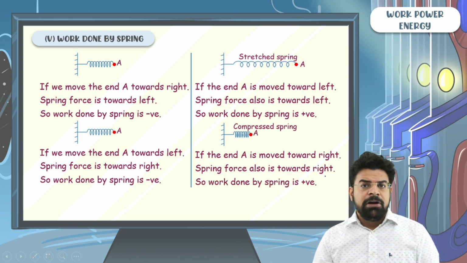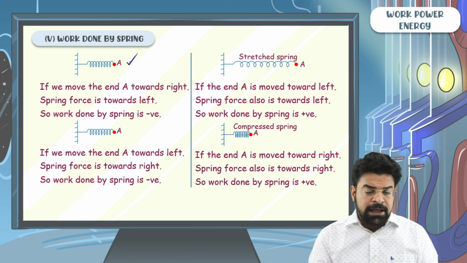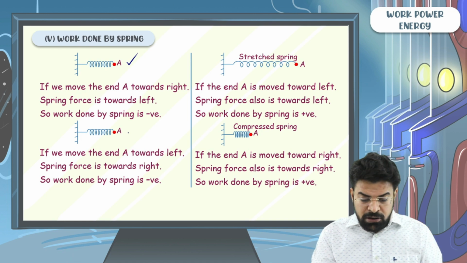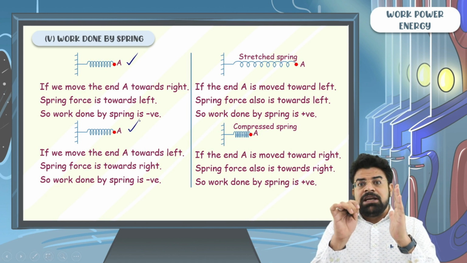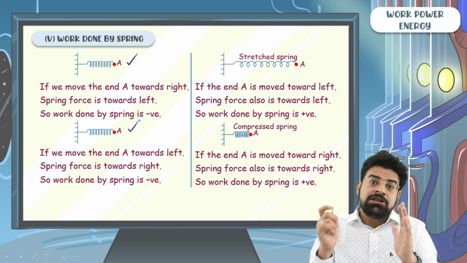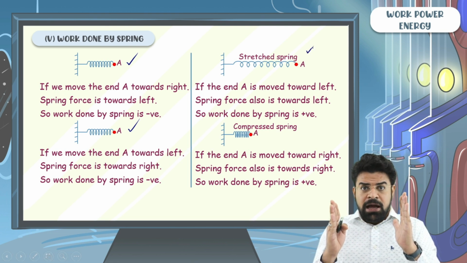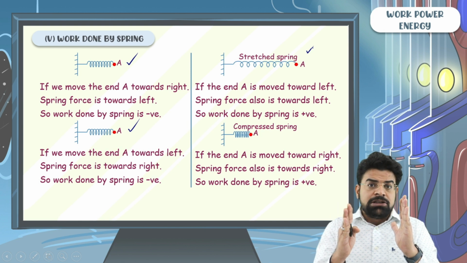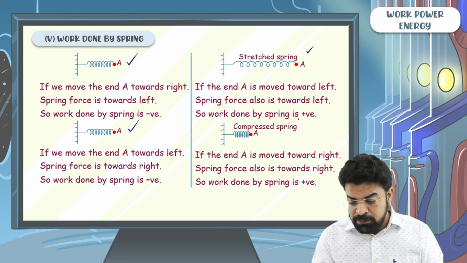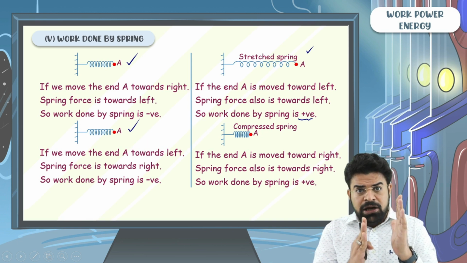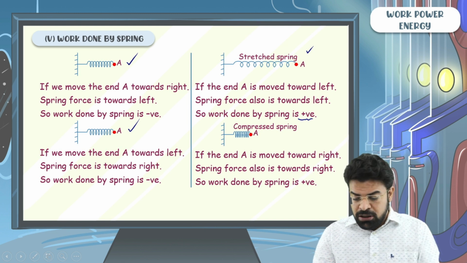So here we have learned 4 cases. From the natural length, when the spring is compressed, work done by spring is negative. From the natural length, when spring is elongated, the work done by spring is again negative. When you have a stretched spring and you decrease the elongation in the spring, the work done by spring is positive. If you have a compressed spring and you decrease the compression in the spring, the work done by spring is positive.